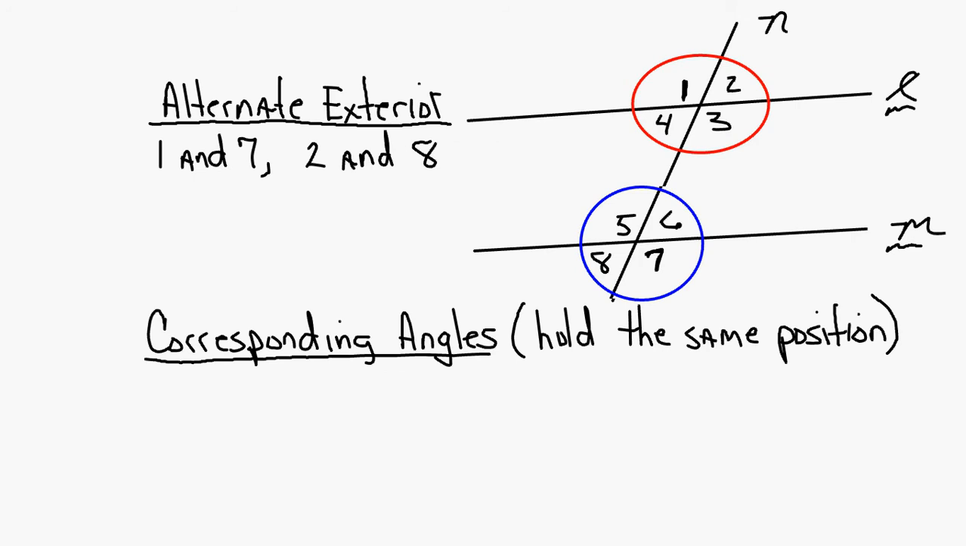Here's how corresponding angles work. Corresponding angles hold the same position in different groups. Okay? So for example, do you see how angle number 1 is in the upper left position in the red group? What's in the upper left position of the blue group? 5. So that means that 1 and 5 are corresponding. So the first group of corresponding angles will be 1 and 5.